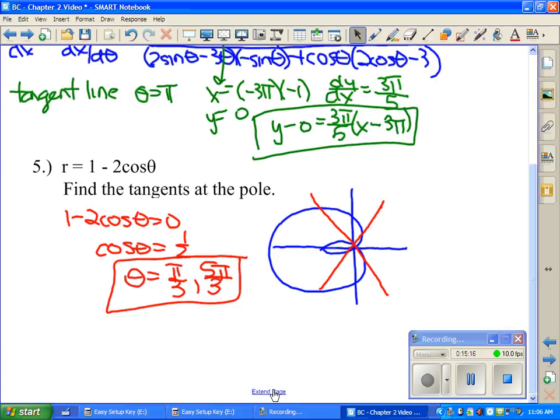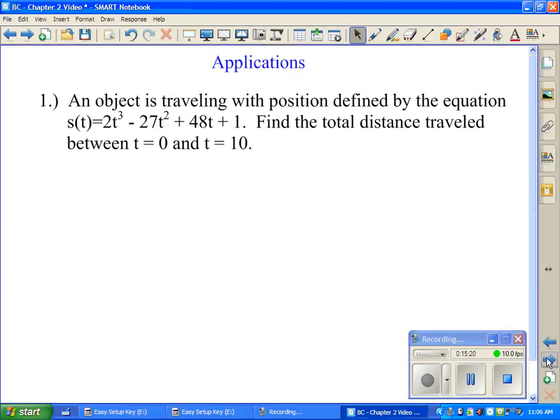Okay, time for the application type problem. So position, velocity, acceleration. For this particular problem, I want to find the total distance traveled between t equals 0 and t equals 10. So the first thing you have to do is to see if it actually changes direction. And you do that by seeing when the velocity, 6t squared minus 54t plus 48, is equal to 0. When the velocity is positive, it's moving to the right. When velocity is negative, it's moving to the left.